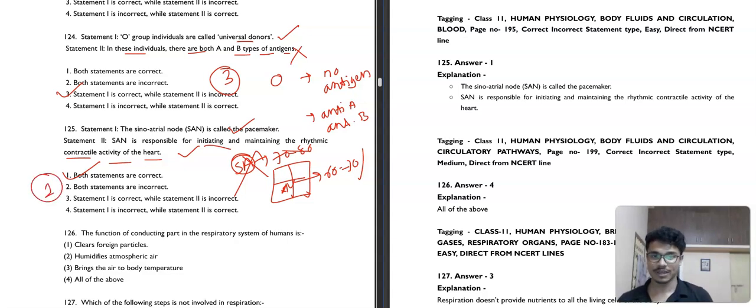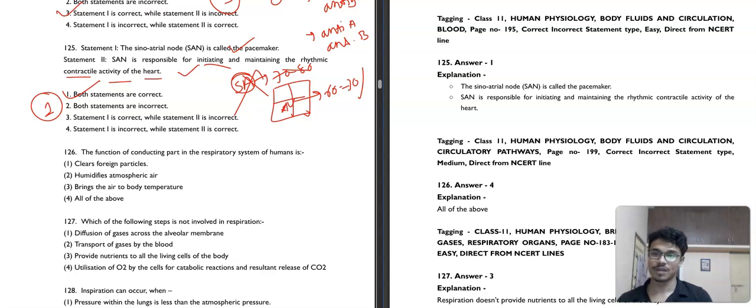Then question number 126. The function of the conducting part in the respiratory system of humans is to clear foreign particles, humidify atmospheric air and bring the air to body temperature. So the function of the conducting part of the respiratory system of humans is all of the above. Conducting part means basically from the nose to the terminal bronchiole.